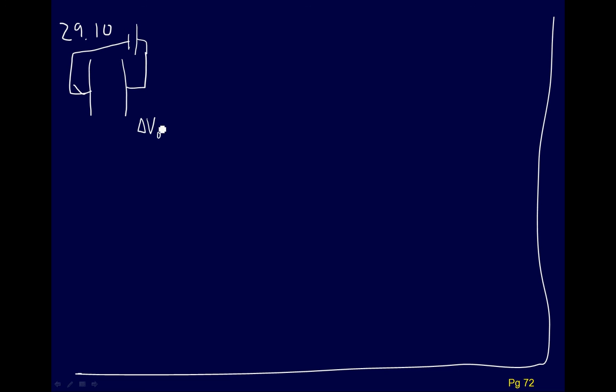We'll call it delta V0. There's some separation of the plates, D. And then there's some electric field, which we can write as delta V0 divided by D. And then there's the capacitance of the capacitor, which is just epsilon naught A over D. And what they do is they fill this up with a dielectric, so constant K, or kappa.